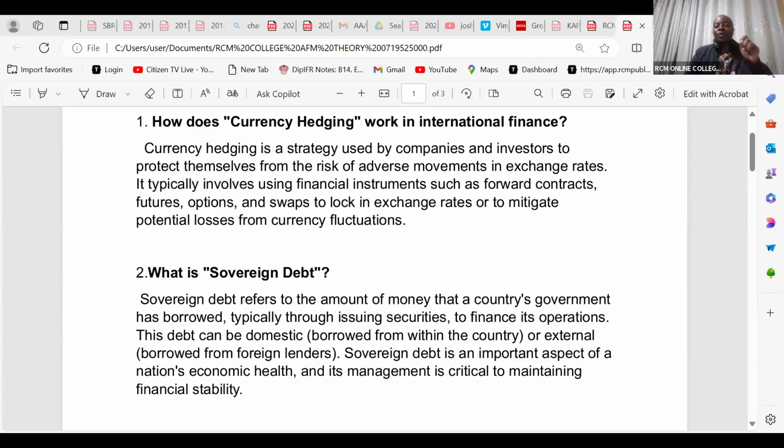When it comes to this sovereign debt, somebody is asking whether a Eurobond is a sovereign debt. So long as it is denominated there, of course, in case it has been issued by Kenya.